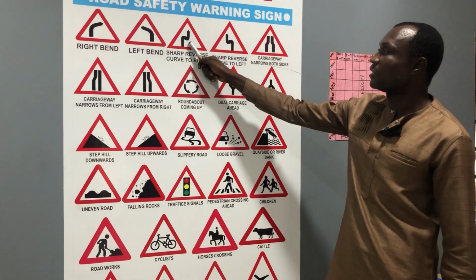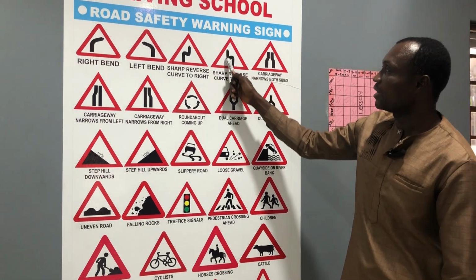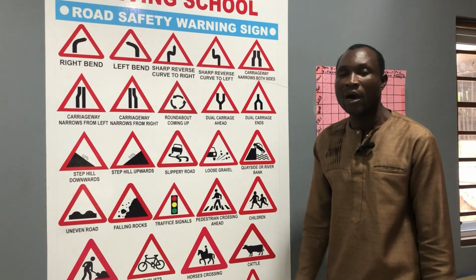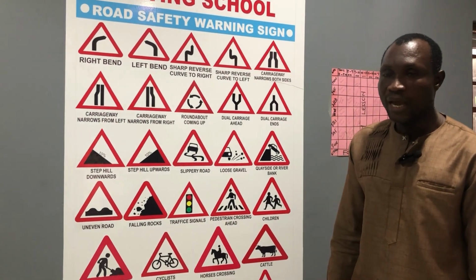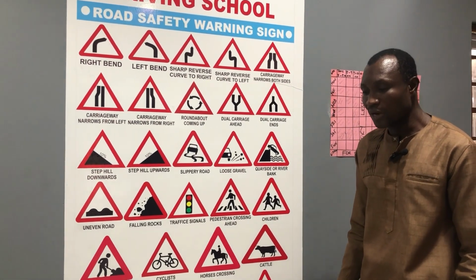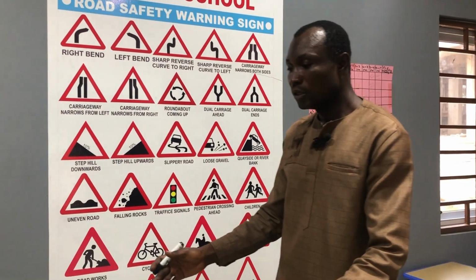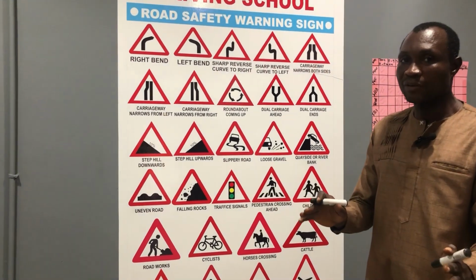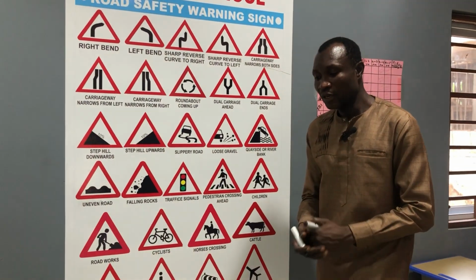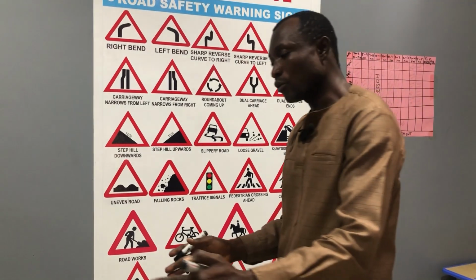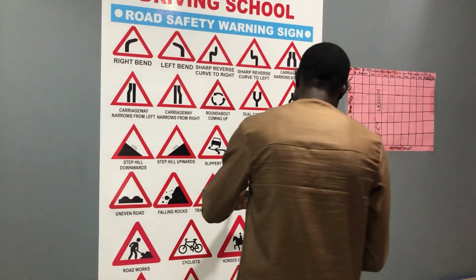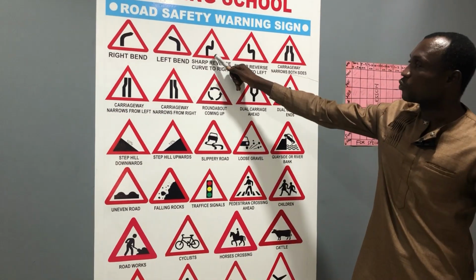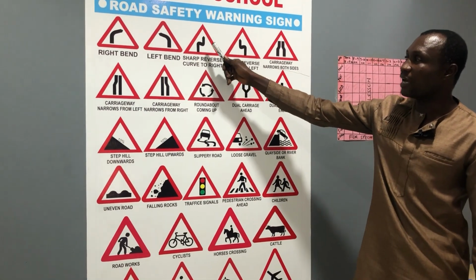Then with a sharp reverse curve to the right and sharp reverse curve to the left, these types of road signs can be found in mountainous zones. And in the mountainous zones, maybe the contractor constructed the roads to some level and did not know what to do with the mountains, or we want to reserve the mountains for tourist attraction. So you see that the contractor will construct the road, go back again to some level, then he will turn again. And that is what we call the sharp reverse curve to the right.